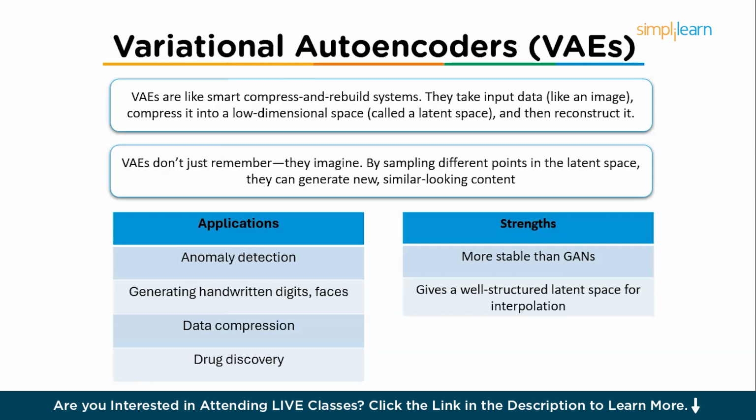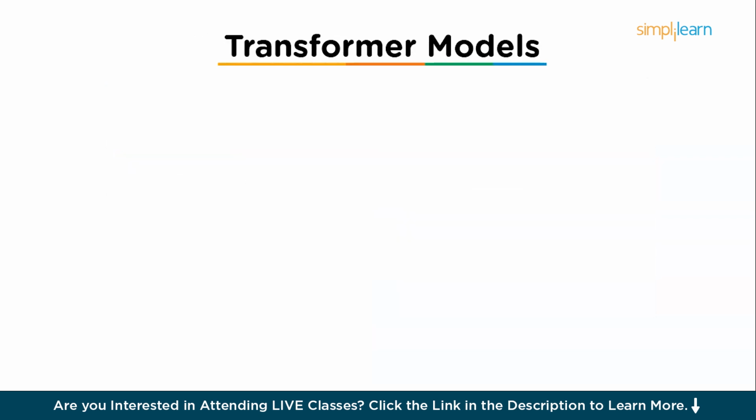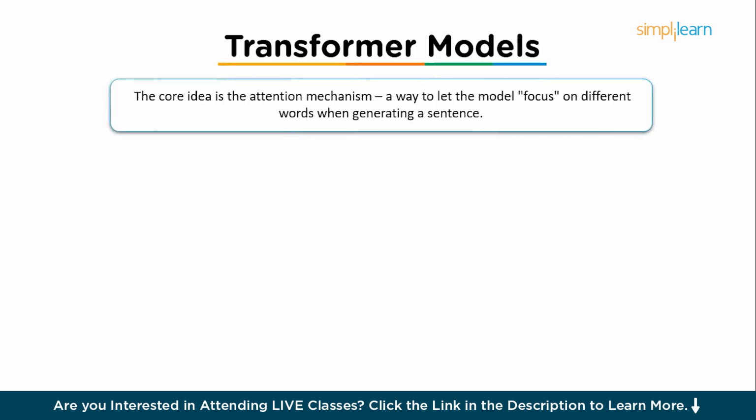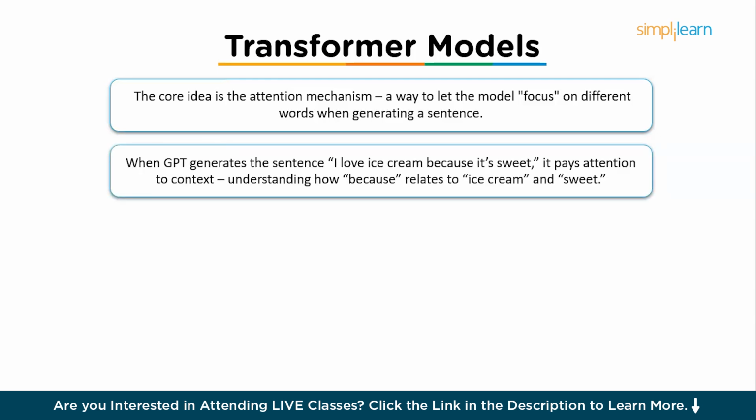So now moving on to the third model, we have transformer models, that is a master of the sequences. So unlike the GANs or the VAEs, which focus more on images, transformers shine in handling sequences, especially the text. The core idea is attention mechanism, a way to let the model focus on the different words when generating a sentence. So for example, when GPT generates a sentence, I like ice cream because it's sweet, it pays attention to the context, understanding how because relates to the ice cream and sweet.